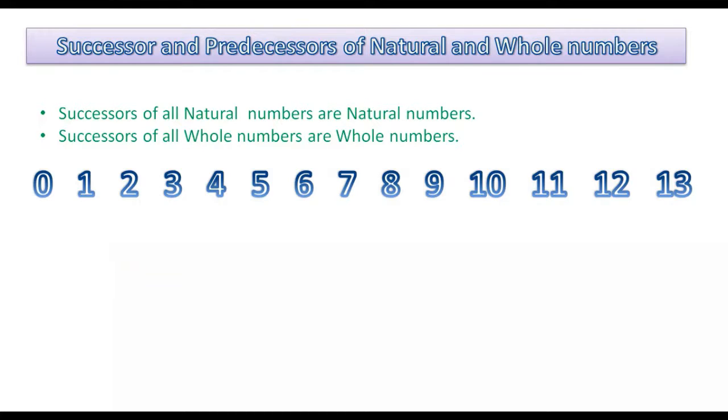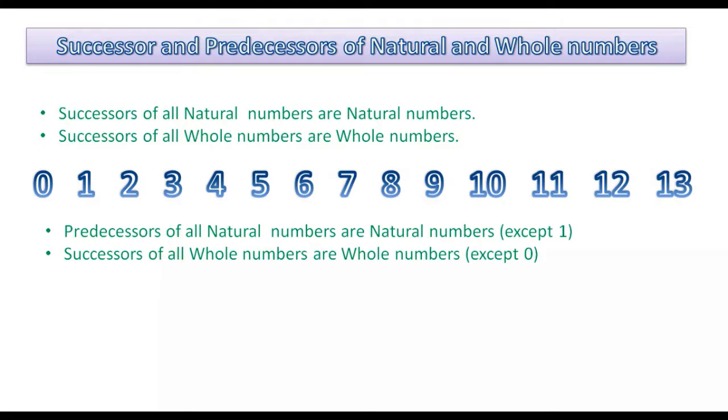Similarly, the predecessors of all natural numbers are natural numbers except 1. Why? Because the predecessor of 1 is 0, and 0 is not a natural number, right? So 1 is the only exception. Except 1, all other natural numbers have predecessors, and the predecessors are all natural numbers.